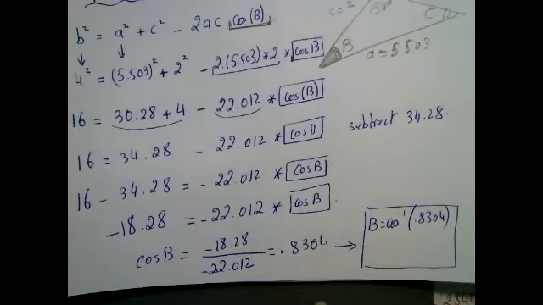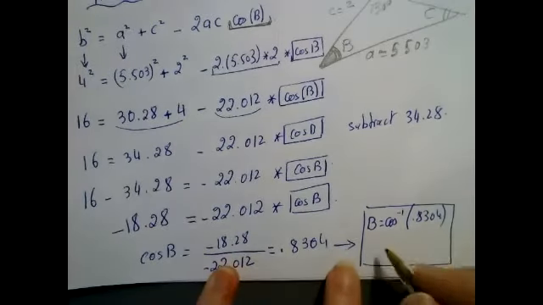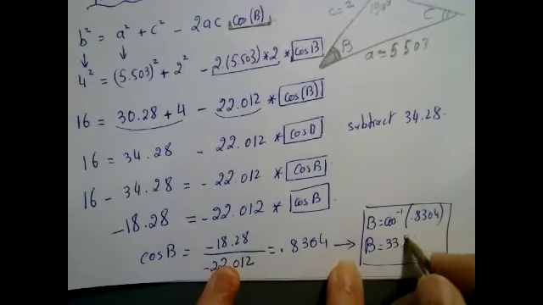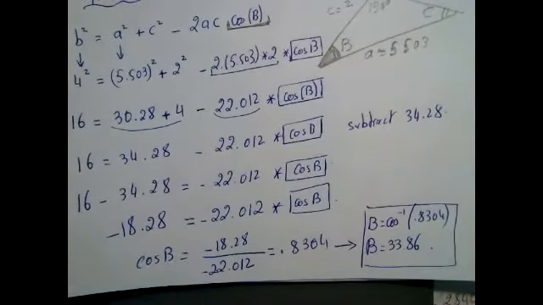So I have to compute the cosine inverse of my answer. I need the cosine inverse of 0.8304, and I'm getting 33.86. All right, so that's how we're going to use this to be able to find the angle.